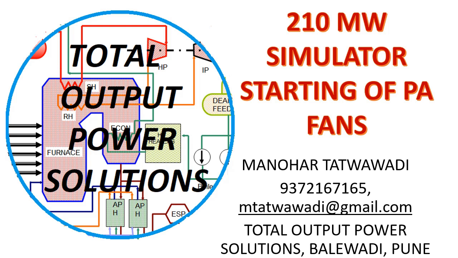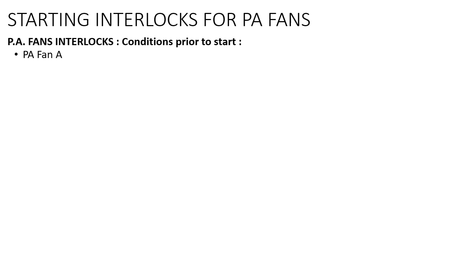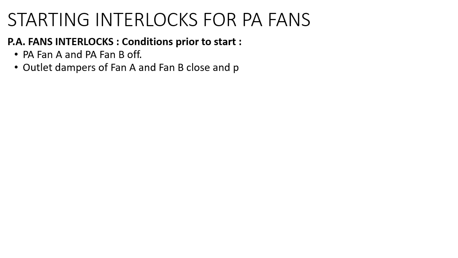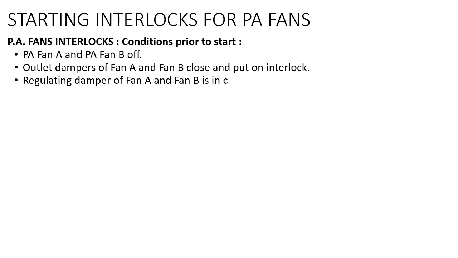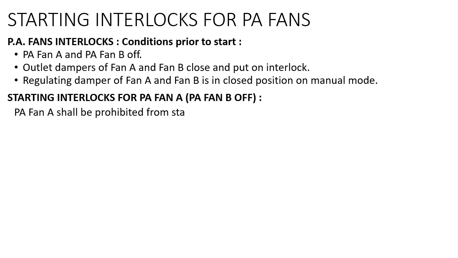We will be talking about some interlocks also, some starting interlocks and some tripping interlocks. So the starting interlocks for PA fan are as below. These are the conditions when we are yet to start the PA fan. Prior to start, PA fan A and PA fan B are both off. The outlet dampers of PA fan A and PA fan B are closed and they are put on interlock. The regulating dampers of fan A and fan B are in closed position and in manual mode.